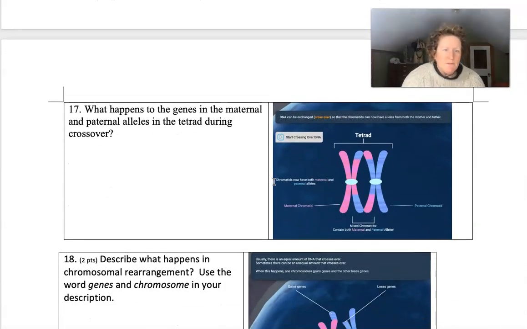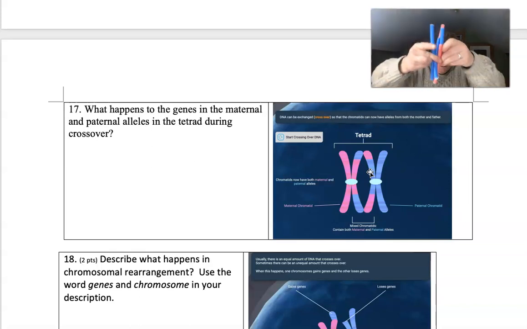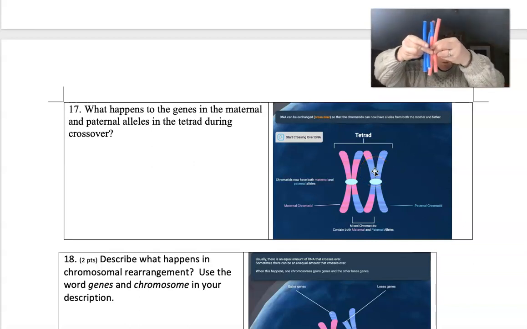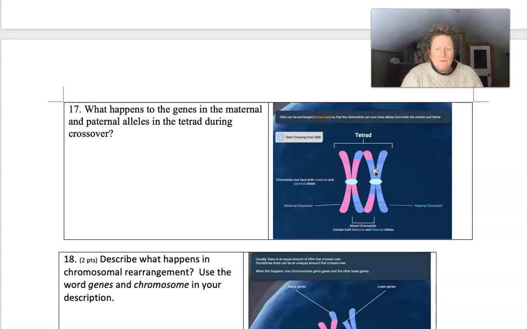What happens to genes in the maternal and paternal alleles in the tetrad? Well, this screenshot gives you a hint here. Those tetrads give the opportunity to create new chromosomes, for maternal and paternal chromosomes to get mixed up, and they can exchange some DNA here, the ones in the middle. There's another one here on the outside, and another maternal chromosome on the outside there. The ones on the inside can cross over and exchange some genetic material here. You can see how the pink and the blue have switched over. And that creates new combinations of alleles, and it's pretty cool.